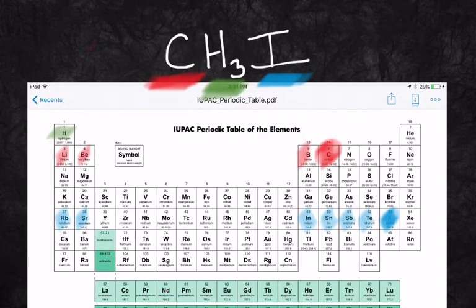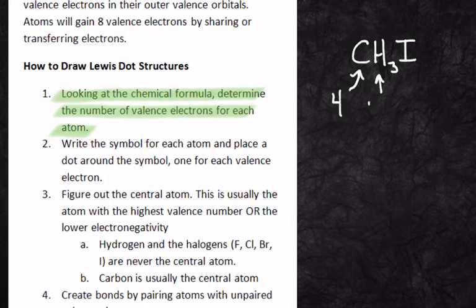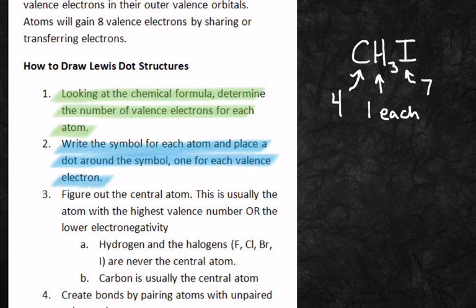We just did step number 1. Let's write those out again, though. Looking at the chemical formula, determine the number of valence electrons for each atom. Carbon is 4, hydrogen is 1 each, and iodine is 7. All right, step number 2, we're going to write the symbol for each atom and place a dot around the symbol, 1 dot for each valence electron.